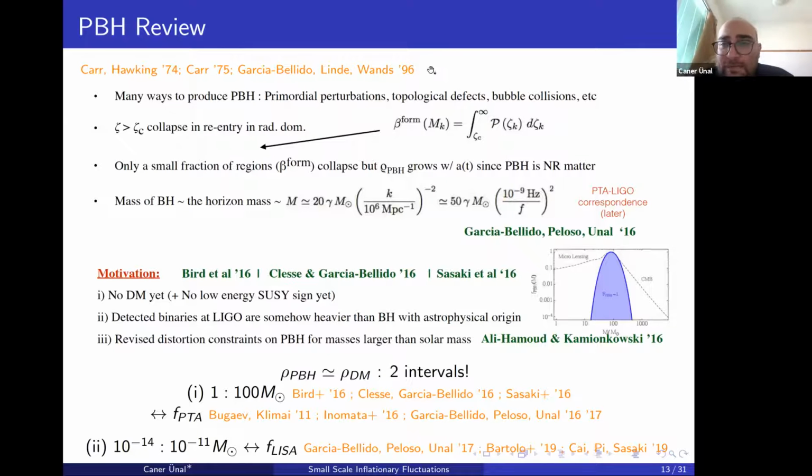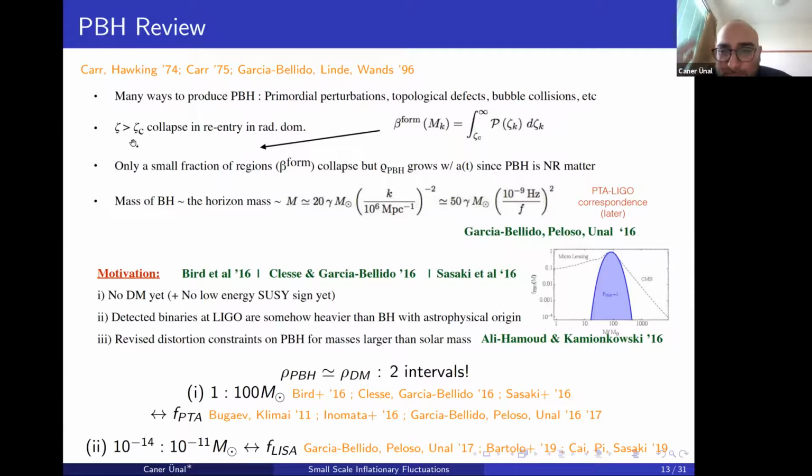So you can have some topological defects, maybe some bubble collision could form them, or large density regions like this, or during inflation, you can enhance, amplify your density perturbations, which for some scales, not all the scales, but for some scales, could produce some primordial black holes of some given mass, okay? So there are abundant ways of producing primordial black holes.